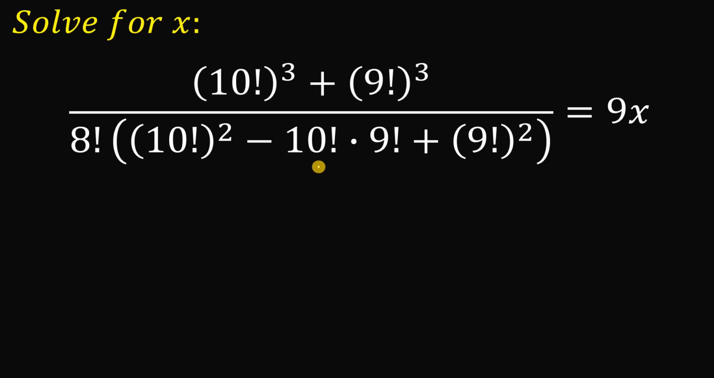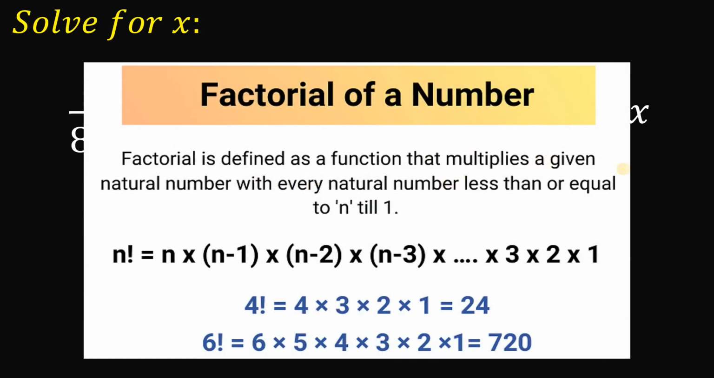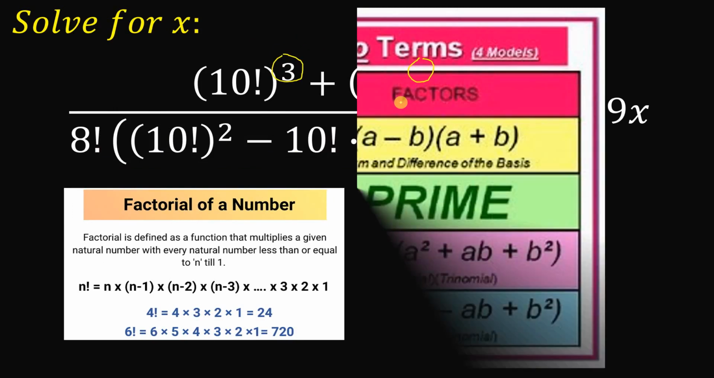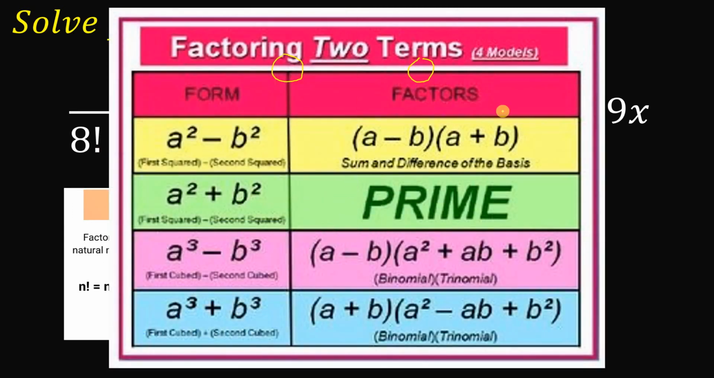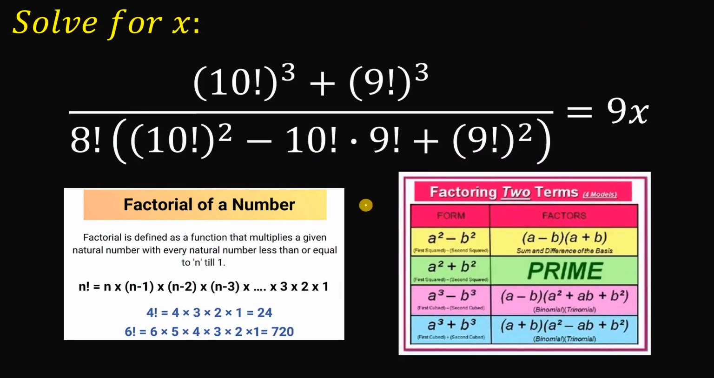So one of the concepts that we need is the factorial of a number. Factorial is defined as a function that multiplies a given natural number with every natural number less than or equal to n till 1. So we will use this concept, factorial of a number, and also since we have here raised to the power of 3, we will use the factored form or factoring of two terms. So let's use those concepts to answer this question.